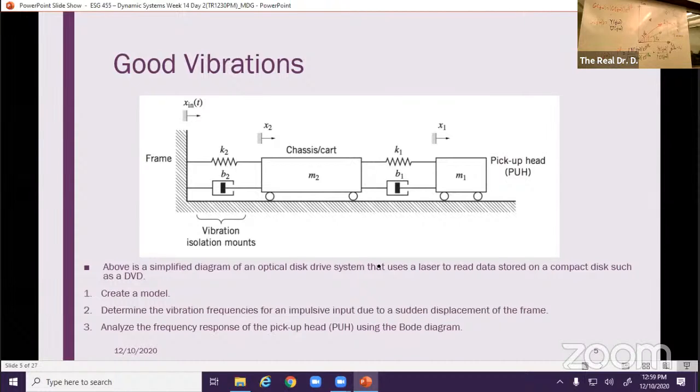So above is a simplified diagram of an optical disk drive system that uses a laser to read data stored on a compact disk, such as a DVD. So you guys, a DVD is kind of like a Blu-ray, for those of you who don't know.